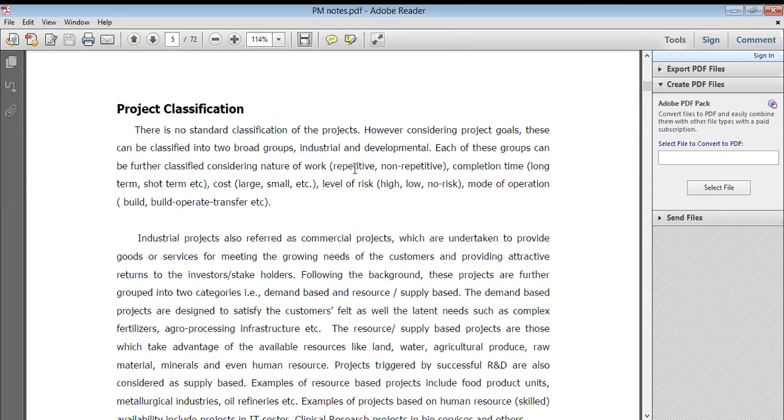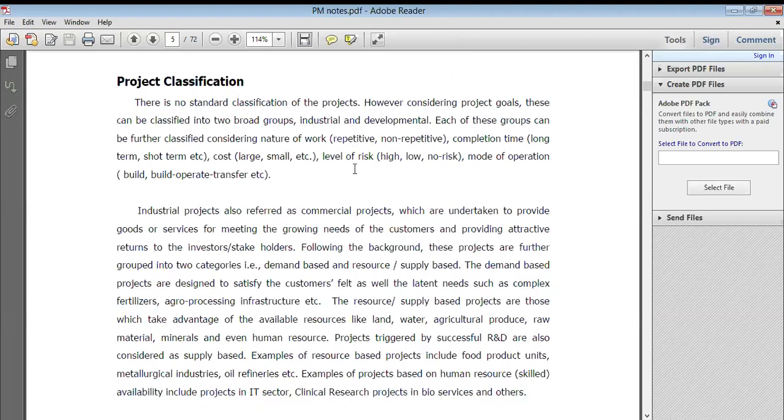Now the project classification. Okay, we will see this project classification tomorrow, because now the time is complete. Okay, so I hope you understood this session, today's session.